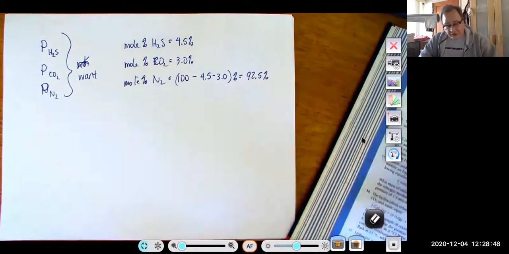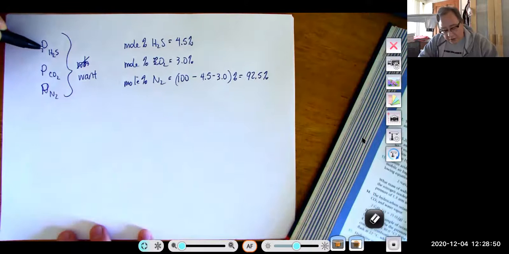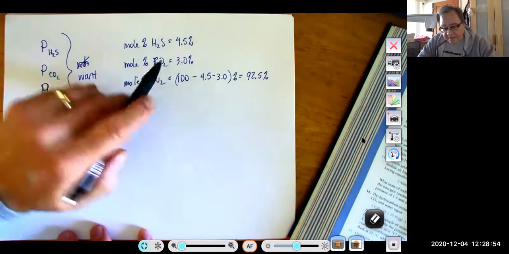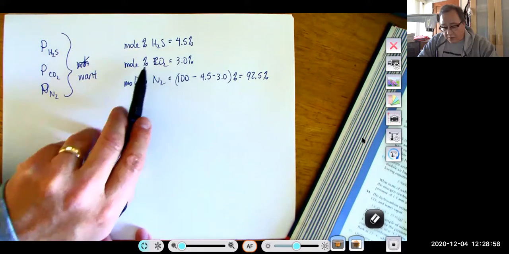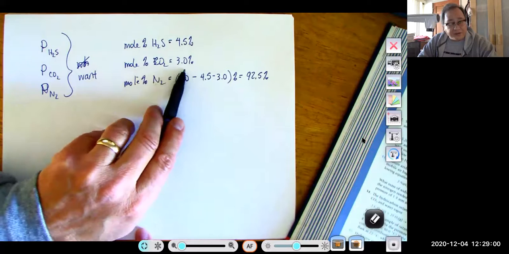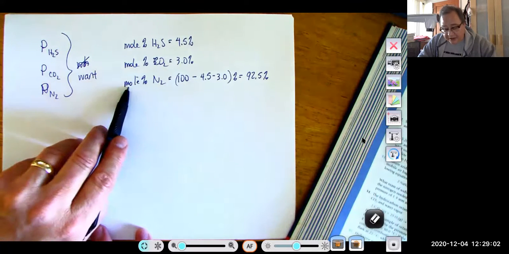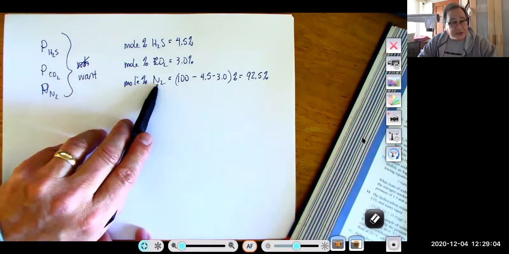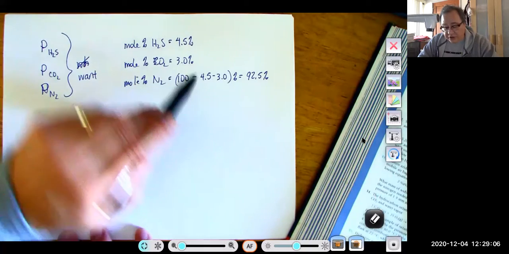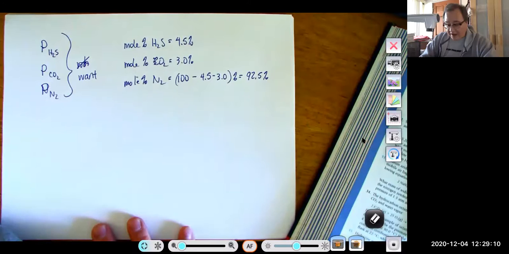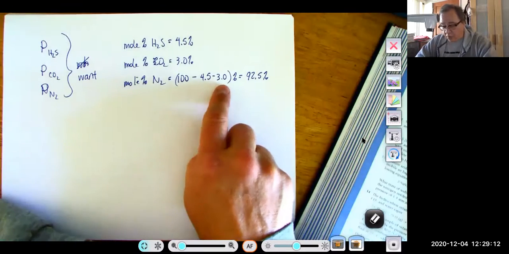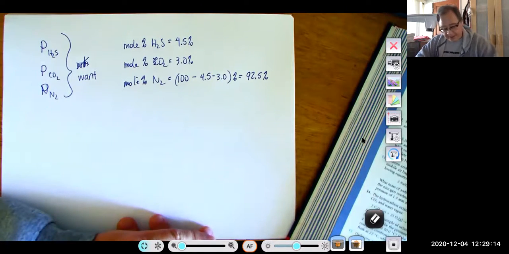Okay, so this is what we want. We want the partial pressure of each gas. And we're given that the mole percent of H2S is 4.5%. The mole percent of CO2 is 3.0%. And the balance is the mole percent of nitrogen. And here, all of these should add up to 100%. So that's how I get this 92.5. I subtract 4.5 and 3.0 from 100.